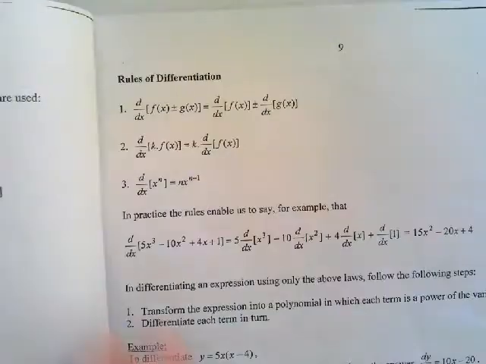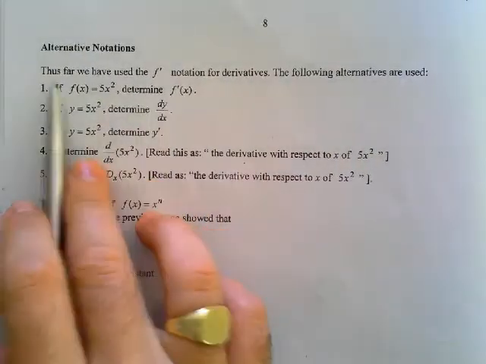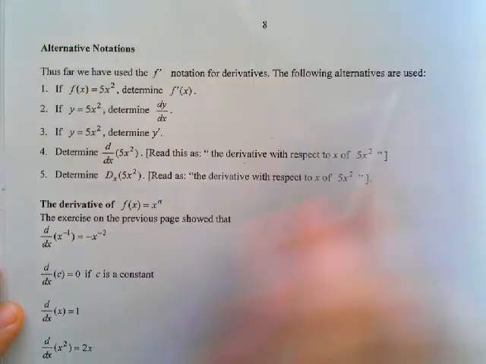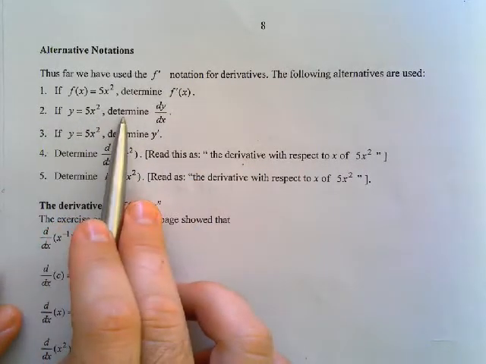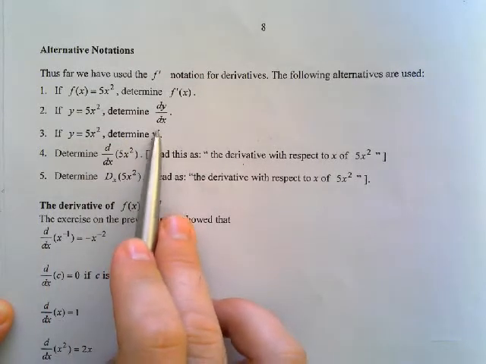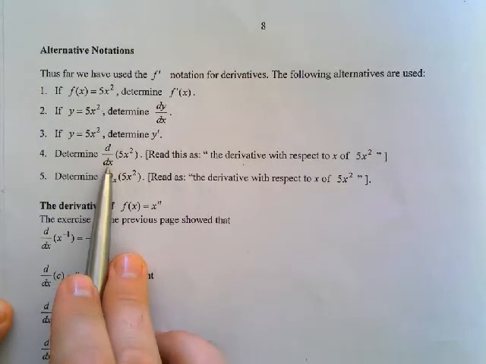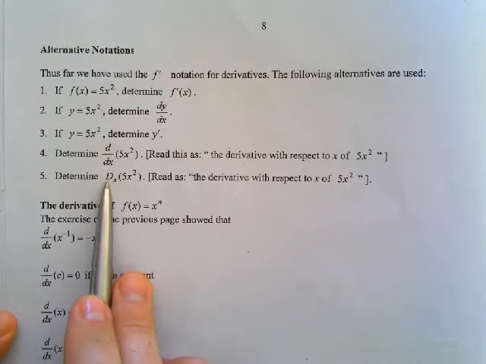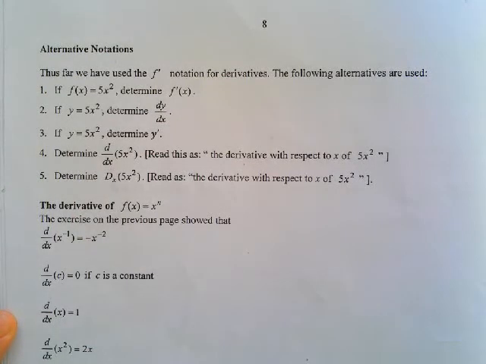Okay, so I just want to also talk to the note that you were issued on Friday: alternative notations, or different ways to write the first derivative. Thus far, we have used f prime or f dash notation for derivatives. The following alternatives are also used. If f(x) is 5x squared, determine the first derivative. If y is equal to 5x squared, determine dy over dx, which still means the first derivative. If y is equal to 5x squared, determine y dash, the first derivative. Determine the derivative with respect to x of 5x squared. There we go, another way to write it, d over dx, which also says the derivative with respect to x of 5x squared. So you could be asked various notations which all mean the first derivative.